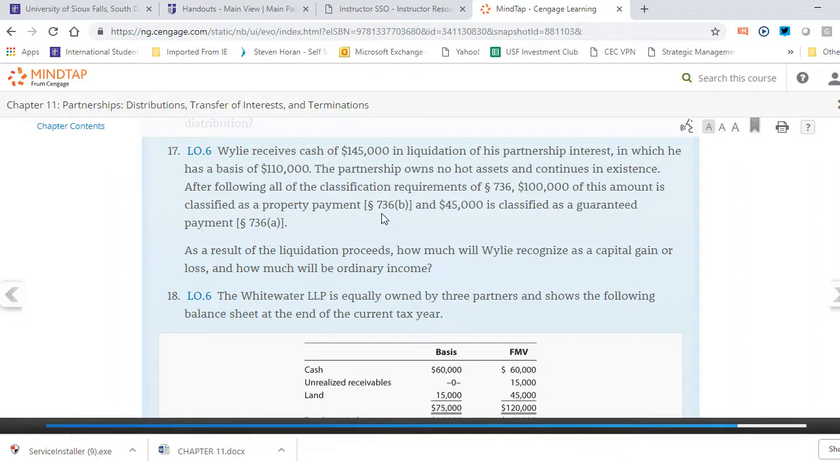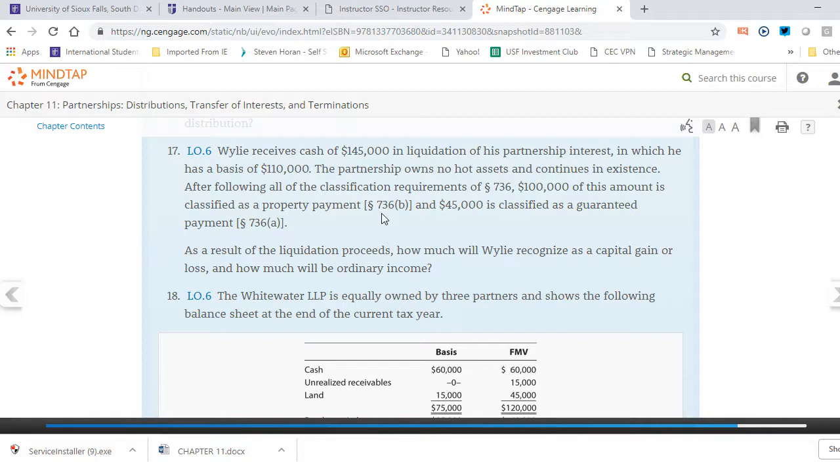Question 17. Wiley receives cash of $145 in liquidation of his partnership interest, in which he has a basis of $110. The partnership owns no hot assets and continues in existence. So we're just liquidating Wiley's interest. The partnership itself keeps on trucking along.